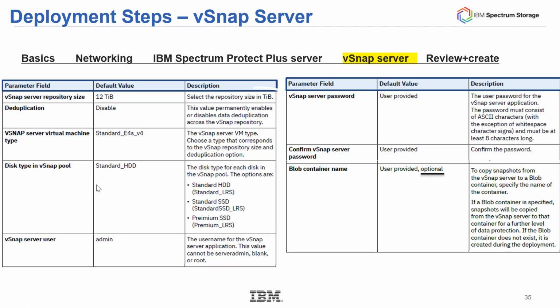And these disk types, of course, it'll be kind of a performance pricing trade-off when you choose which one you want to use. You will create a vSnap server admin ID as well as password. And remember, once again, you've got to write these down and do not lose these. And then optionally, you can choose a blob container name, and this will be created if it doesn't already exist and used as your offload for long-term retention of your backups.